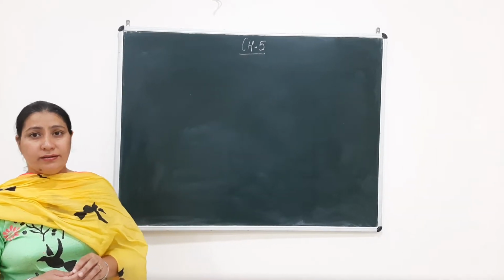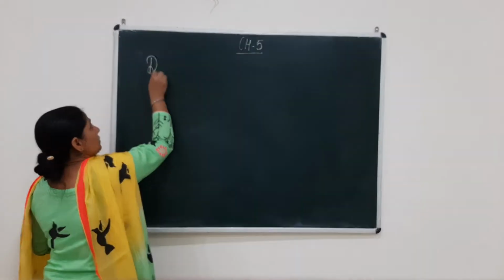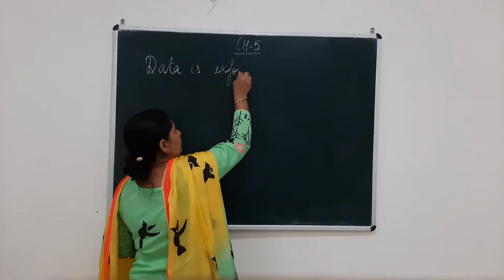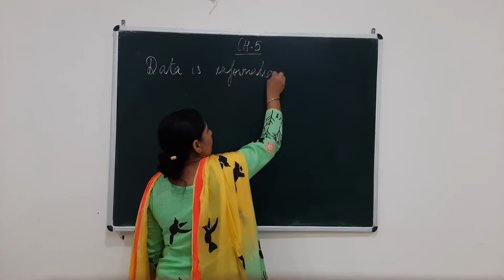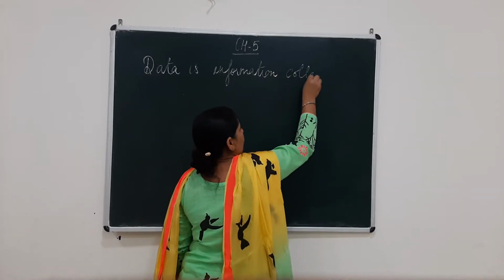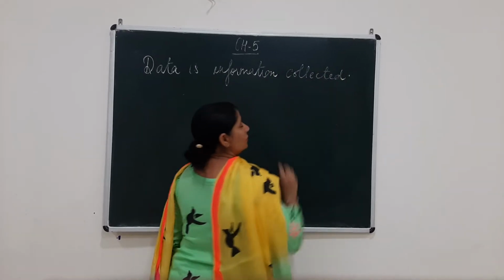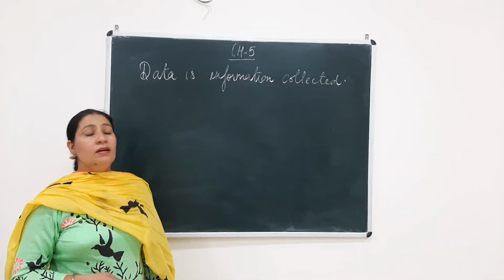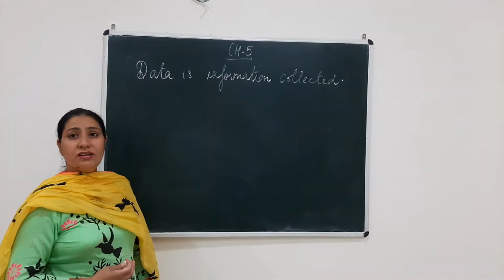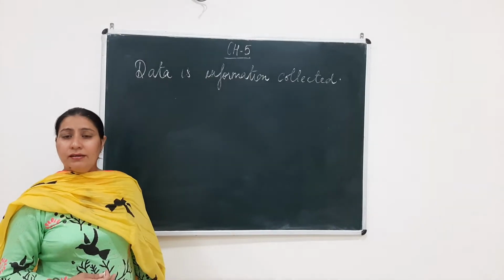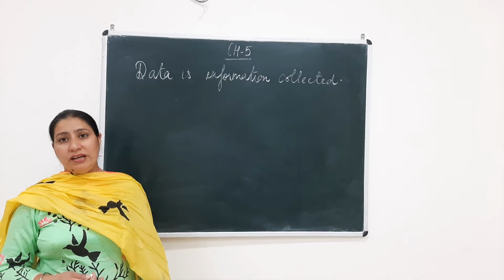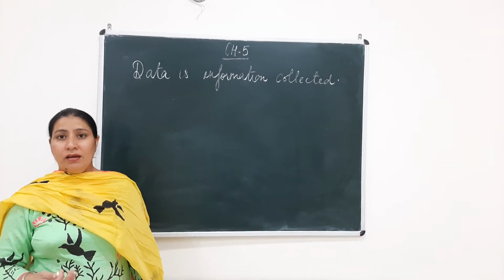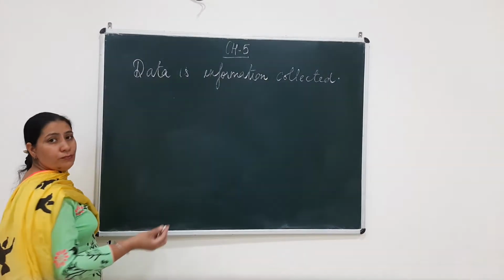What is actually data? Data is information collected. This is something you've already done in your junior classes. You've done it in 6th, you've done it in 7th. And data, the information that you collect, right? To read that information is very difficult. To assess the results from that data, we represent the data in different forms.